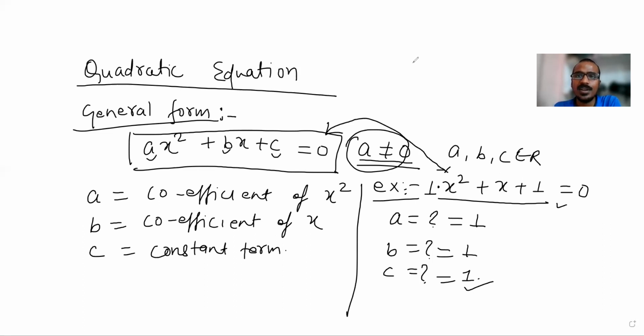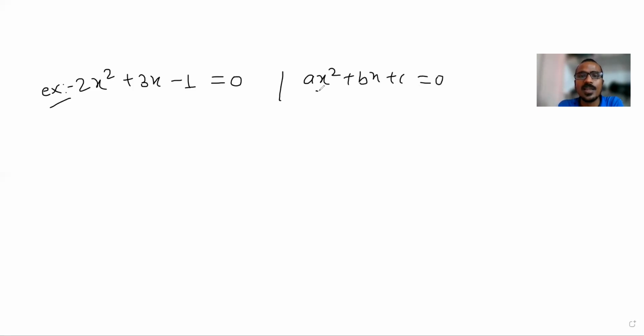Other examples can be taken. I am taking another example of a quadratic equation: 2x square plus 3x minus 1 is equal to 0. If we compare with ax square plus bx plus c is equal to 0, then what do we conclude? Comparing, a is equal to 2, b is equal to 3, and the constant term c is equal to minus 1.